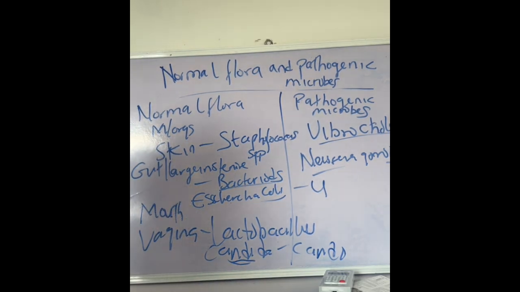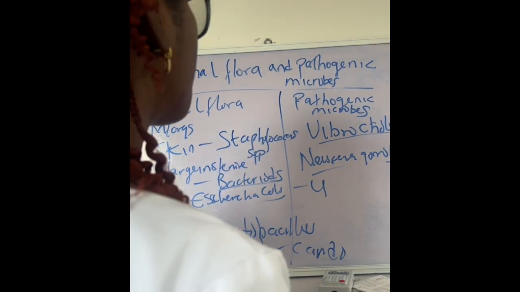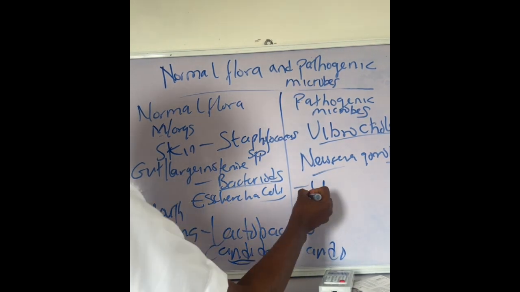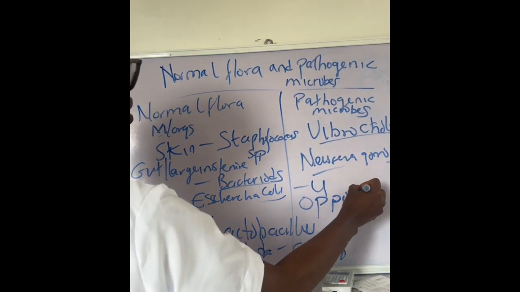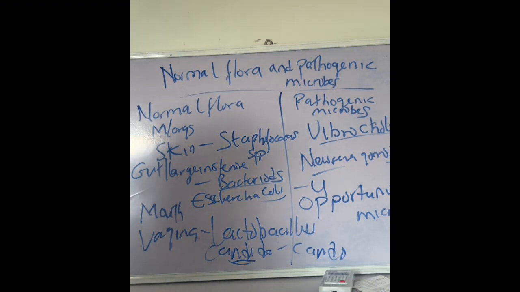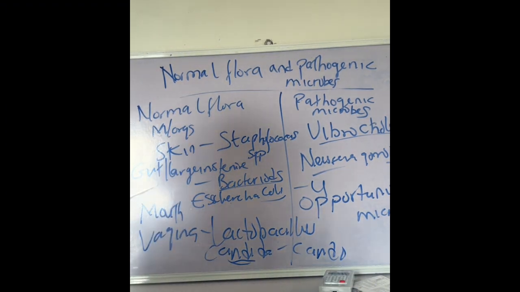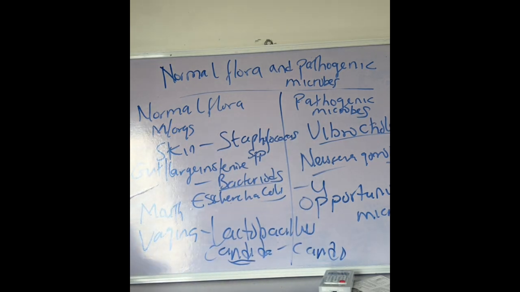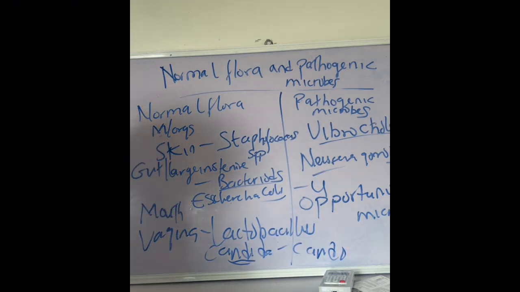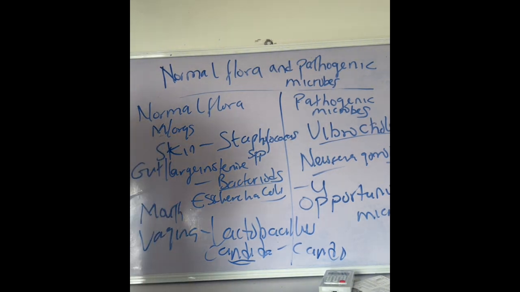I hope we have learned something here: the difference between the normal flora and the pathogenic microbes. And another term I also introduced is opportunistic microbes, meaning that the normal flora can become opportunistic pathogens if the conditions are right, but they can continue to remain beneficial if the conditions are also right. So that is the lesson for today. See you on our next topic.